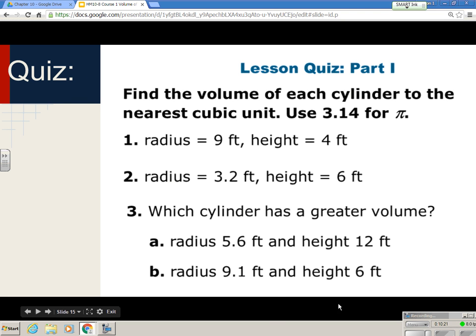And here's your 3-question quiz. When you're done, make sure you come to me. If you don't show your work, I will send you back.